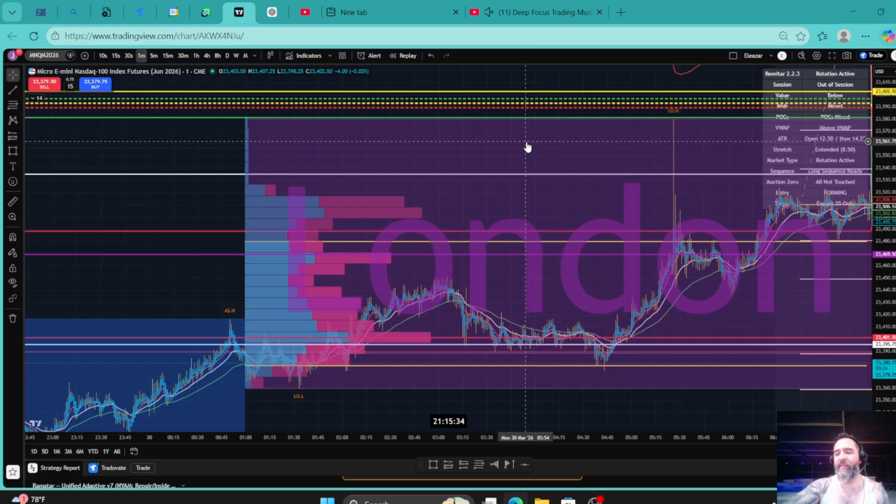So, guys, today's session, I'm going to break down a powerful lesson in understanding rotation versus expansion, and how liquidity truly drives the price. The market opened inside value today, but the mids and the POCs were not aligned. In other words, they were not inside the value the way we would expect them. So this created a hidden directional bias that wasn't obvious at first glance.